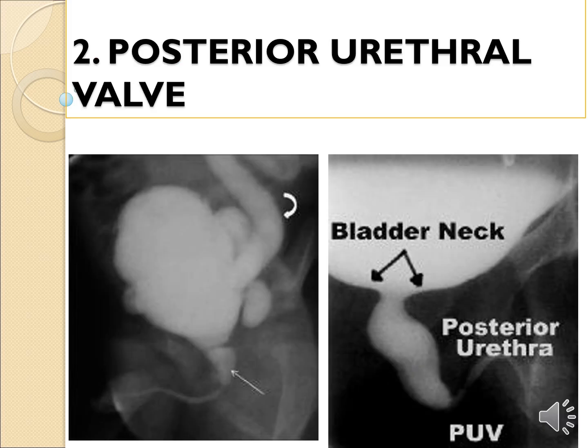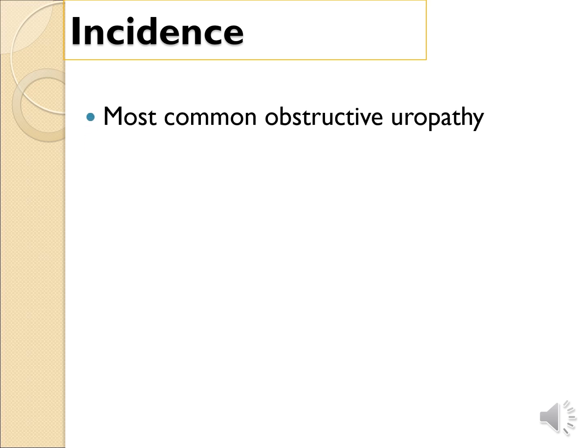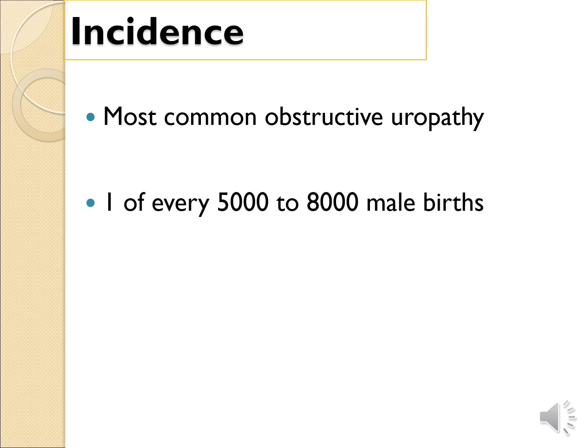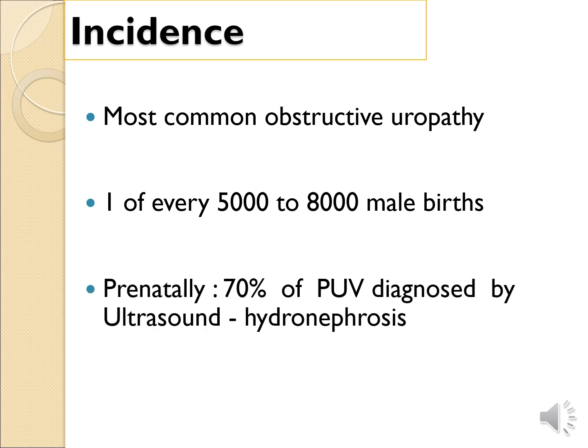Now come to number 2 condition, that is posterior urethral valve. Due to the presence of the valve in the posterior urethra, the urinary bladder and all the above tract are dilated. This is the most common obstructive uropathy that is seen in male children. The incidence of this is 1 of every 5,000 to 8,000 male births, and 70% of cases can be prenatally diagnosed by doing ultrasonogram, which shows hydronephrosis.